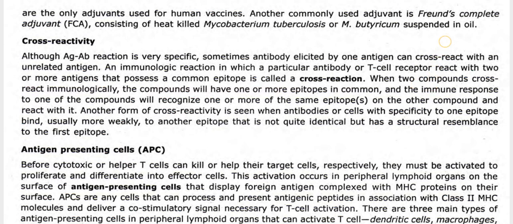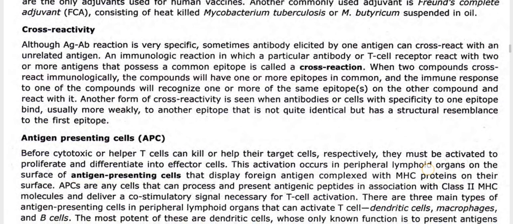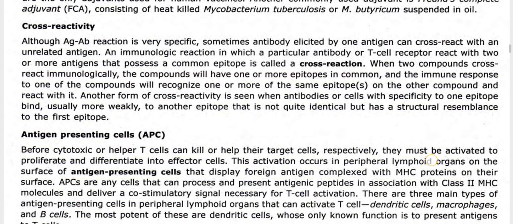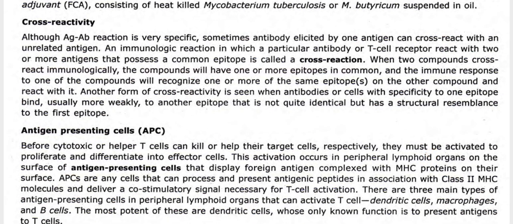Then cross-reactivity. Although the antibody-antigen reaction is very specific, sometimes an antibody elicited by one antigen can cross-react with an unrelated antigen. An immunologic reaction in which a particular antibody or T cell receptor reacts with two or more antigens that possess a common epitope is called a cross reaction.